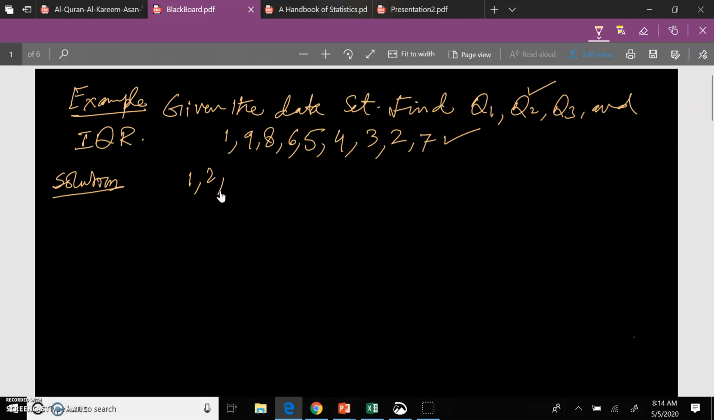It's 1, 2, 3, 4, 5, 6, 7, 8, and 9. This is the data now. It's arranged, right? I have arranged this data. Now there are an odd number of observations. Look at that: 1, 2, 3, 4, 5, 6, 7, 8, 9. These are 9 observations. So what will happen?